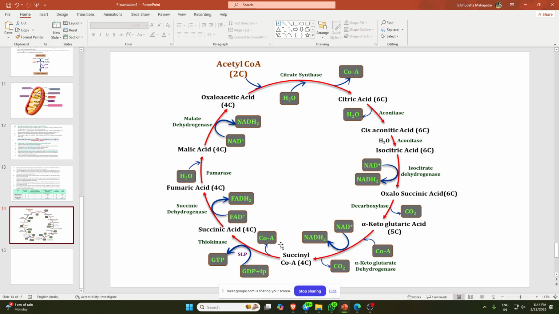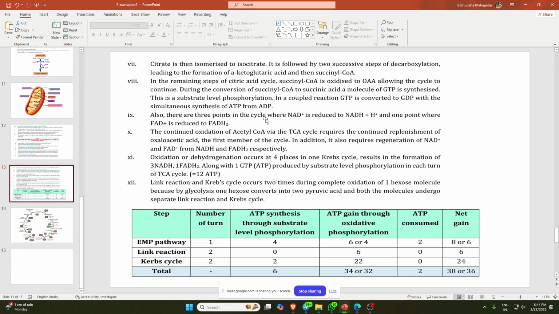What happened in this succinyl coenzyme A? This is formed when it is forming the oxaloacetic acid. In the first step, when it is forming the succinic acid, the coenzyme A is removed, and there is a substrate level phosphorylation, followed by the formation of a GTP. This GTP can be converted, with a simultaneous synthesis of ATP. So this formation of GTP is similar to the formation of one ATP.